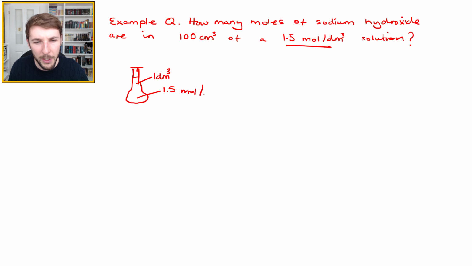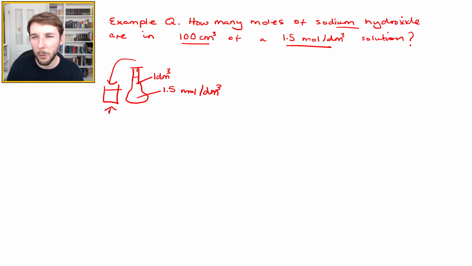Well, again, you're not going to use the whole bottle of this. You're going to use a portion of it. And in this case, the portion of that whole bottle that we're using is 100 centimetres cubed. So in other words, you're going to pour some of that out into a beaker or a conical flask, whatever you're putting it in, and then you're going to carry out some kind of reaction using that solution there.